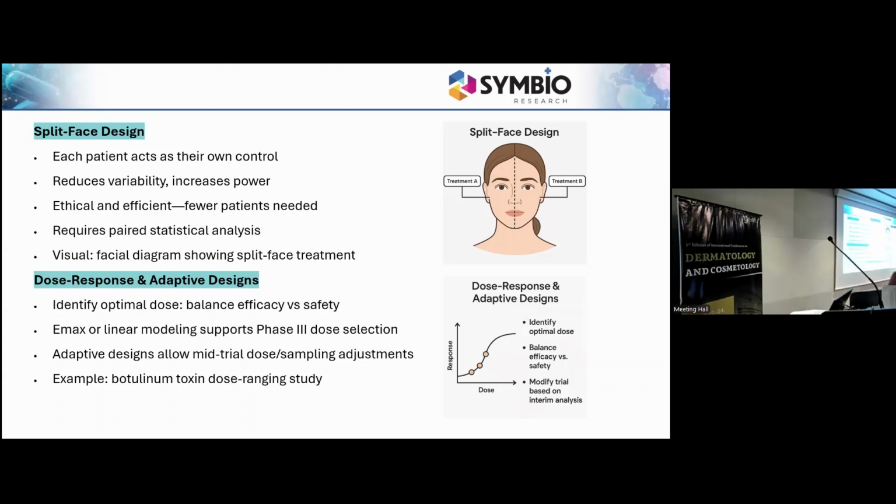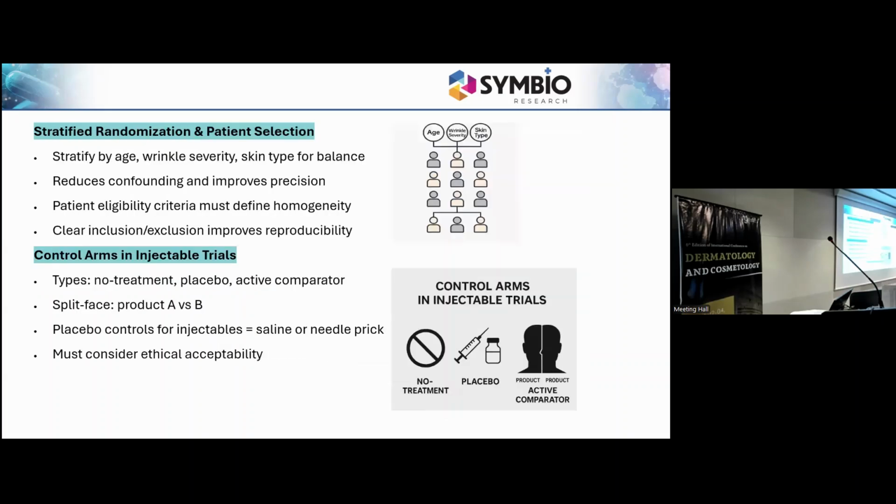Next, stratified randomization and patient selection. That is stratification by age, wrinkle severity, and skin type for balance. It reduces confounding and improves precision, as we discussed previously. Patient eligibility criteria must define homogeneity, and clear inclusion-exclusion criteria improve reproducibility.